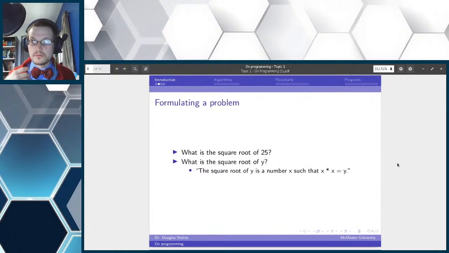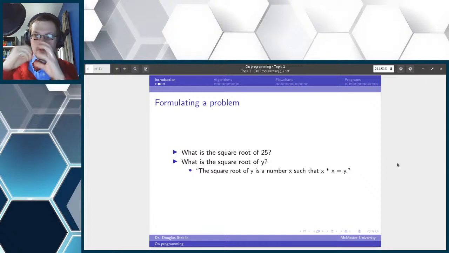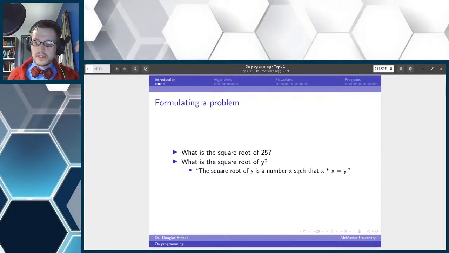In order to write a program, we have to formulate a problem, right? We have to know what the program we want to write is before we write it. Preferably. This is why it's important to have specifications. So, question. What is the square root of 25? I'm sure all of you know that. Question. What is the square root of y? The square root of a number y is x such that x times x is equal to y.